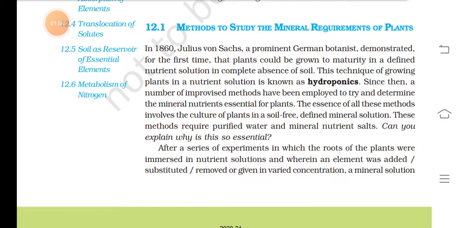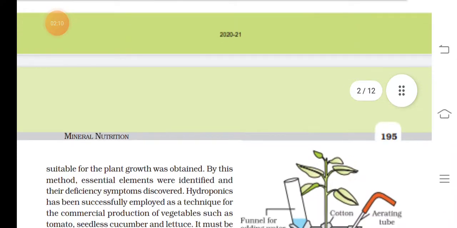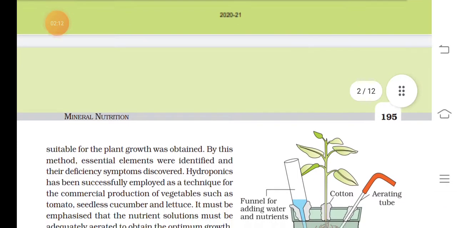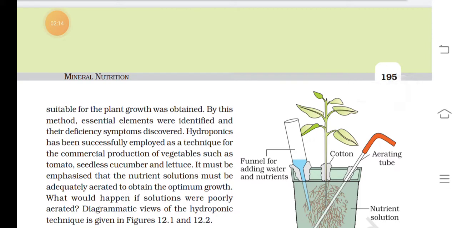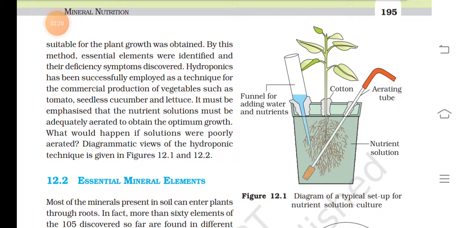After a series of experiments in which the roots of the plant were immersed in nutrient solution and wherein an element was added, substituted, removed, or given in varied concentration, a mineral solution suitable for plant growth was obtained. By this method, essential elements were identified and their deficiency symptoms discovered.